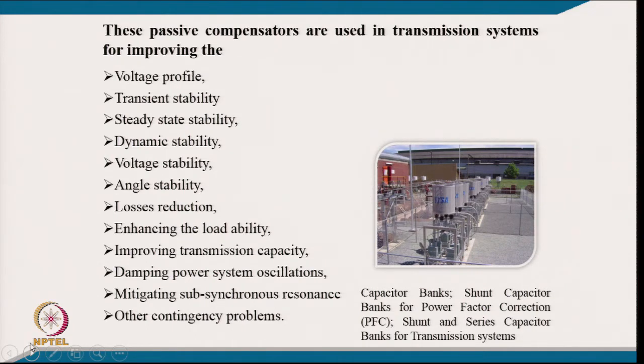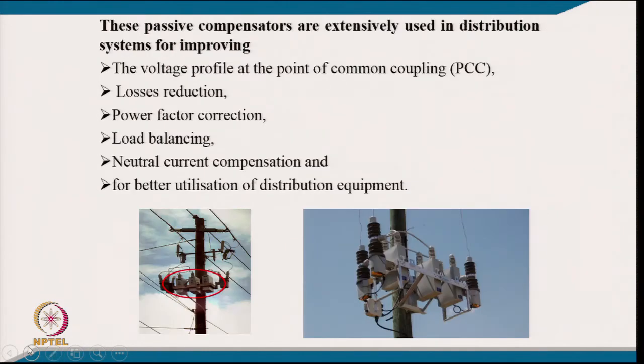In this photograph you can clearly see capacitor banks of very large rating: a shunt compensator bank for power factor correction, and series and shunt compensator banks for transmission systems, providing compensation of the transmission line at the substation and in series with the line. Passive compensators are also extensively used in distribution systems for improving the voltage profile at the point of common coupling, for losses reduction, power factor correction, load balancing, neutral current compensation, and better utilization of distribution equipment.